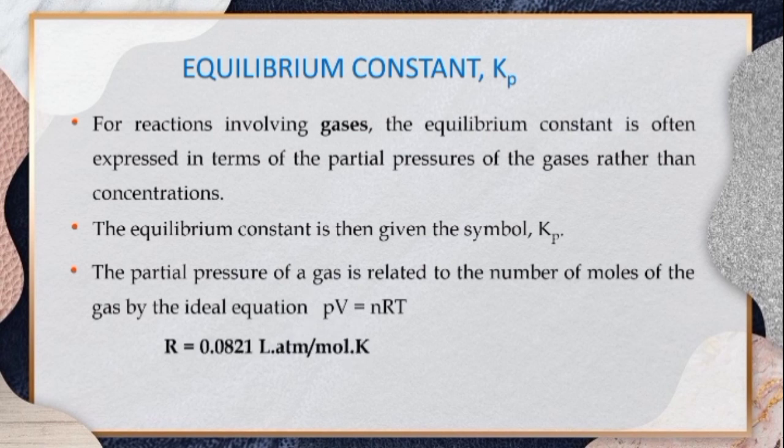where the value of R is the gas constant, which is equivalent to 0.0821 liter atmosphere per mole Kelvin. P is for pressure, n is for number of moles, and T is temperature. And temperature must be in Kelvin.